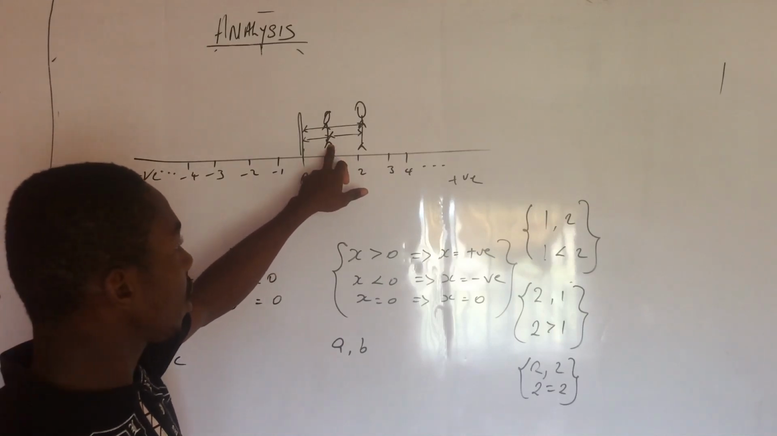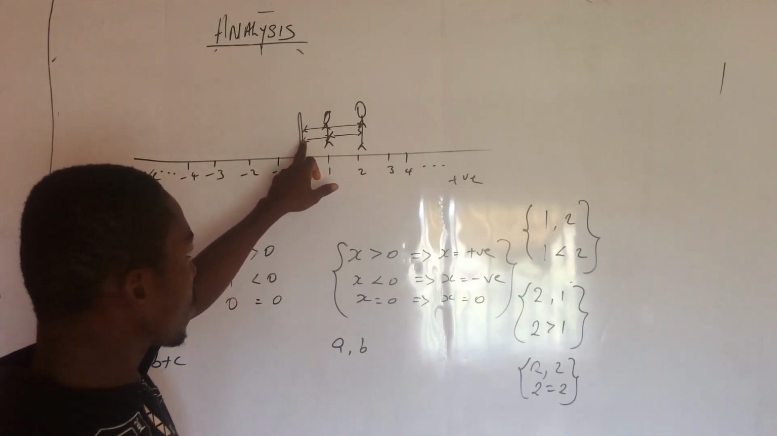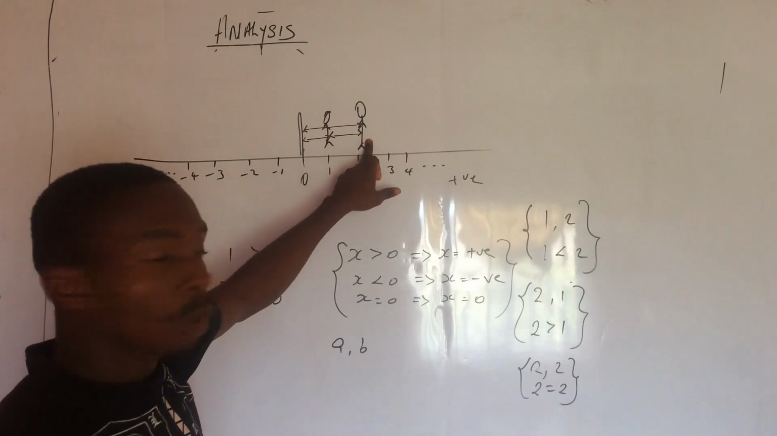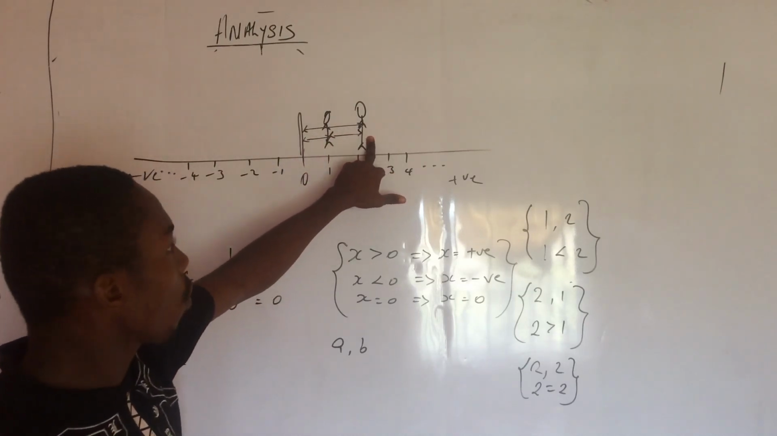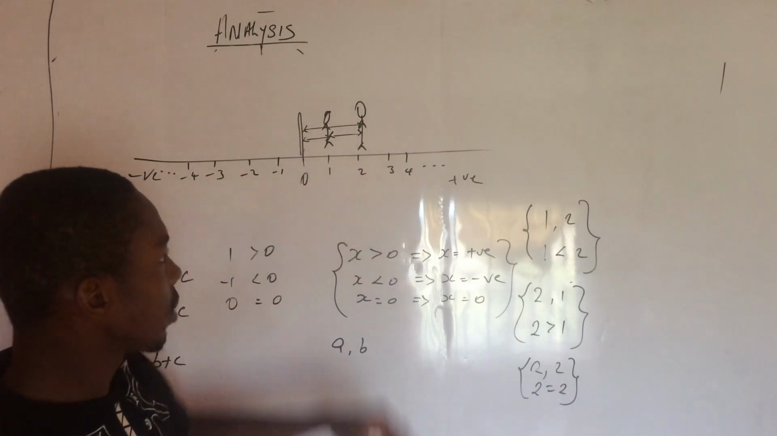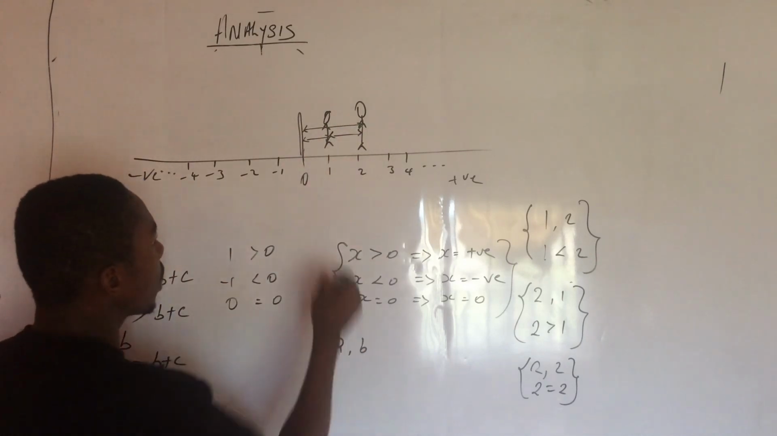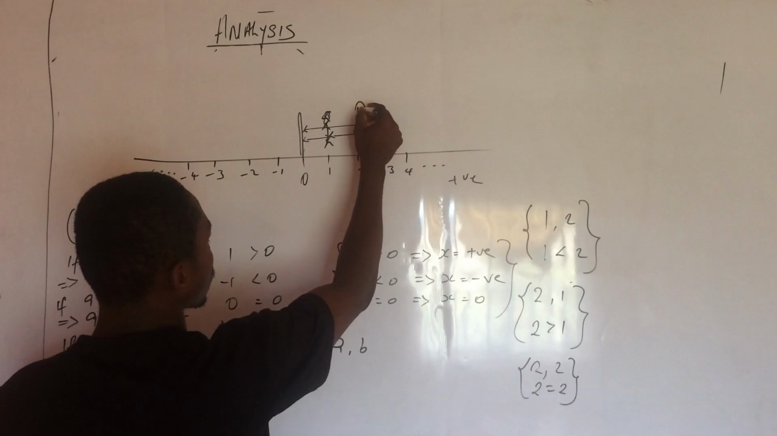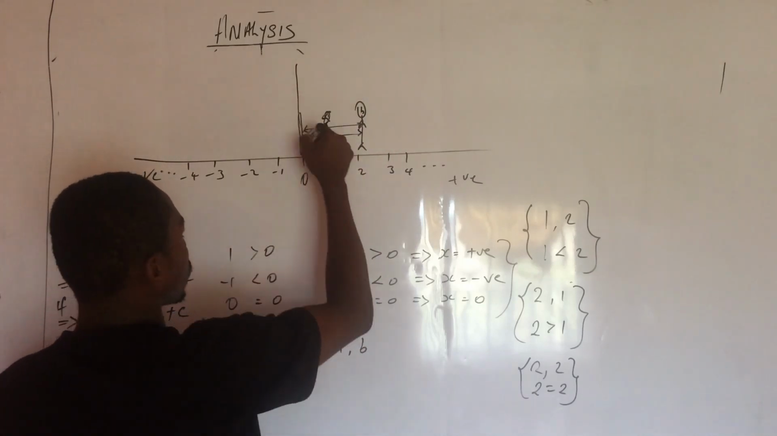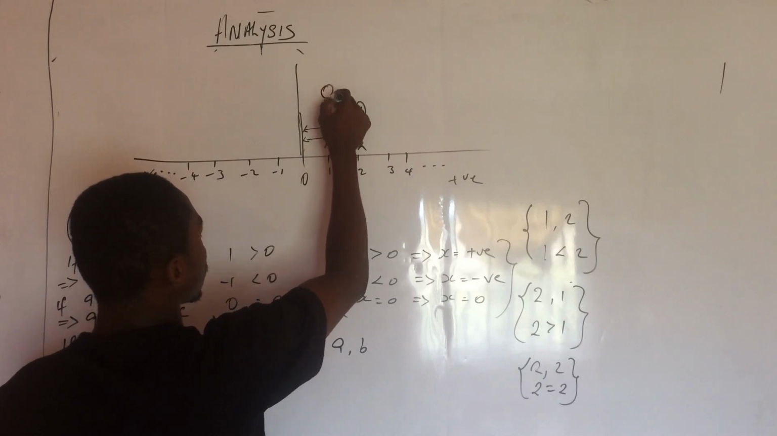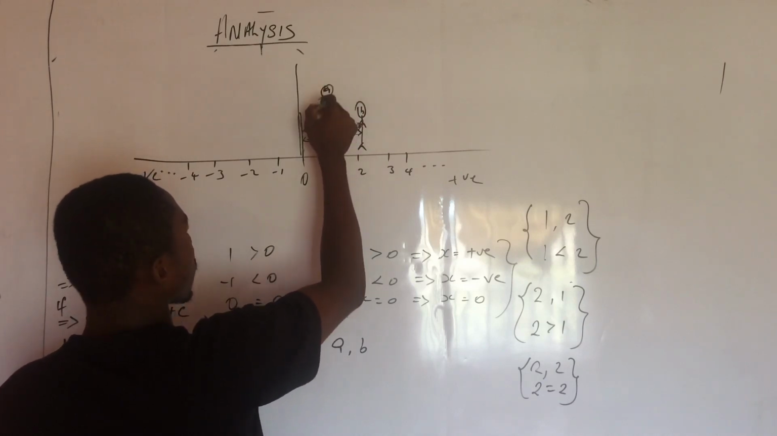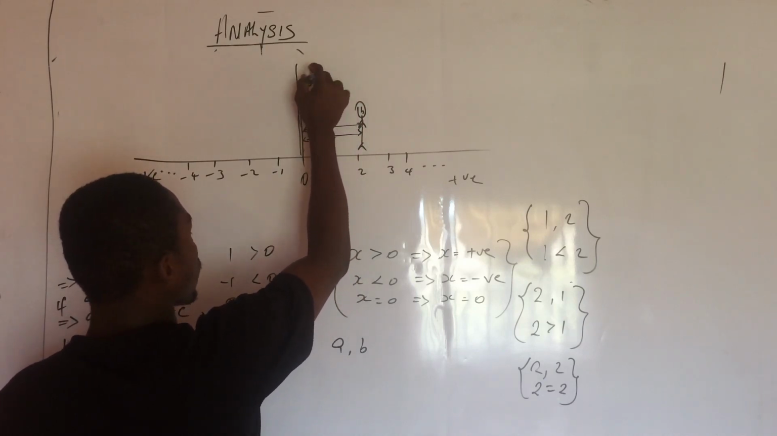greater than the distance, or less than the distance between this one and this one, or greater than the distance between this one and this one, or equal to the distance between this one and this one. Let's say this here is A and here is B. Now let us draw another one again. Here is A again, and here is B.